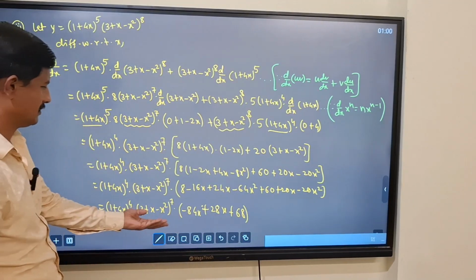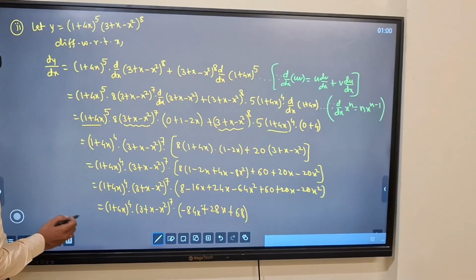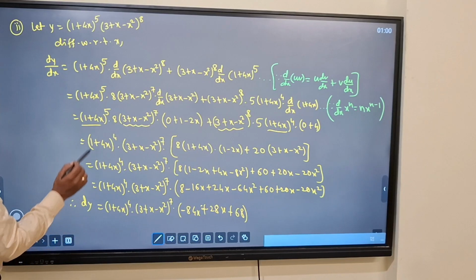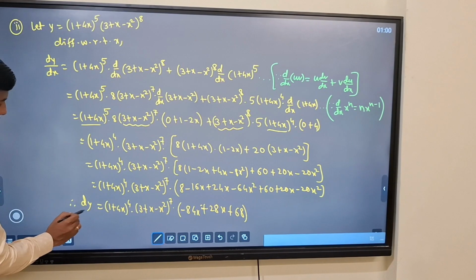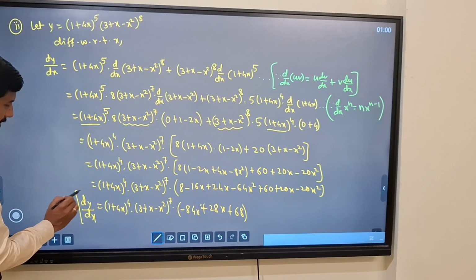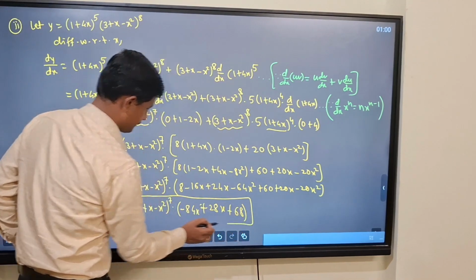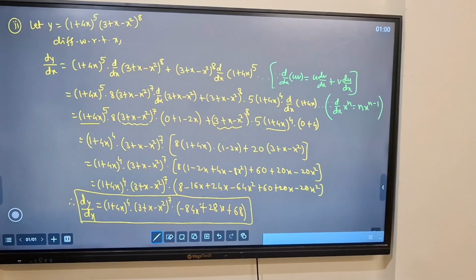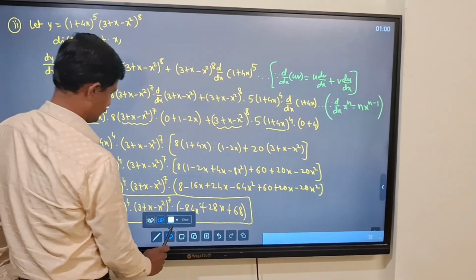Okay, if you want to take out some common things, you can take, or you can stop here. You can stop your answer at this step also. So this becomes dy/dx is this much. Now next question.